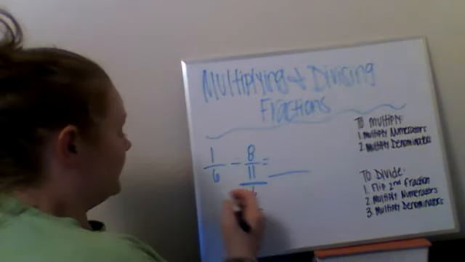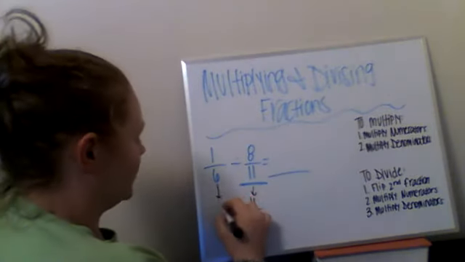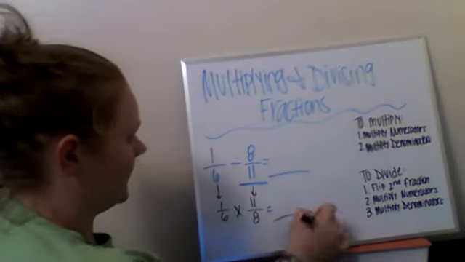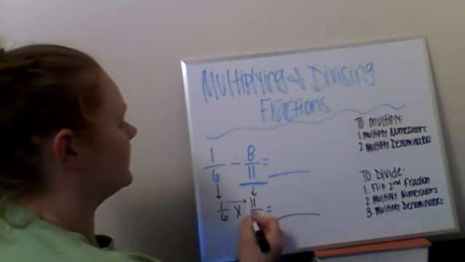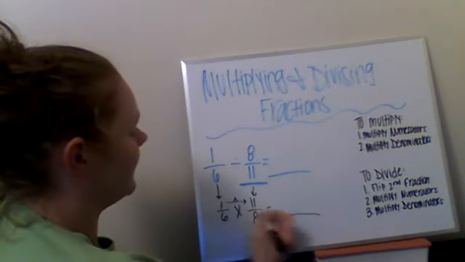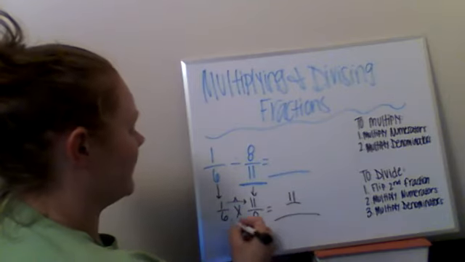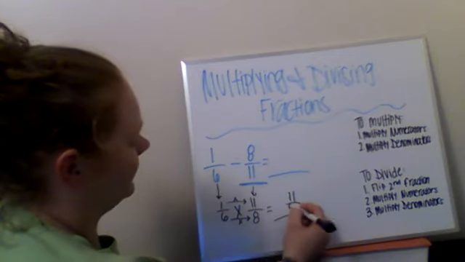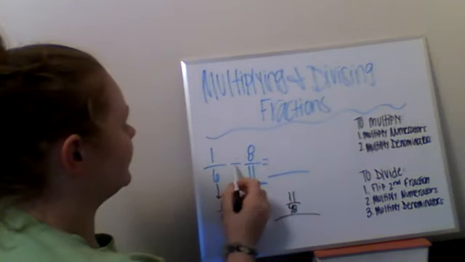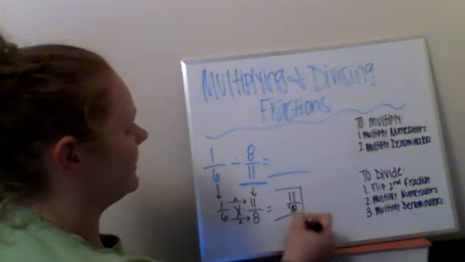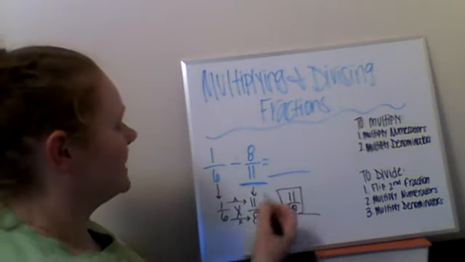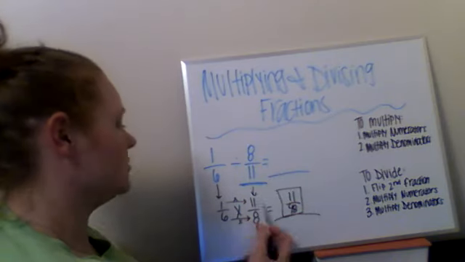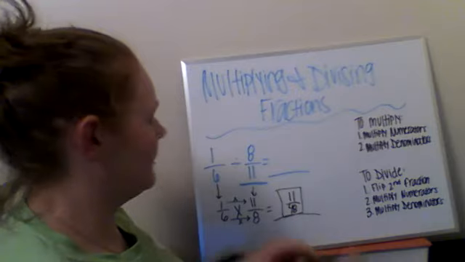Okay? So now I'm going to bring my first fraction down. Okay, now I can multiply. I look at my numerators and multiply those together. So 1 times 11 is 11. Then look at my denominators and multiply those. 6 times 8 is 48. So 1/6 divided by 8/11 is 11/48. And all I did was take my second fraction, flip it, and then multiply my numerators and denominators. Let's look at another example.